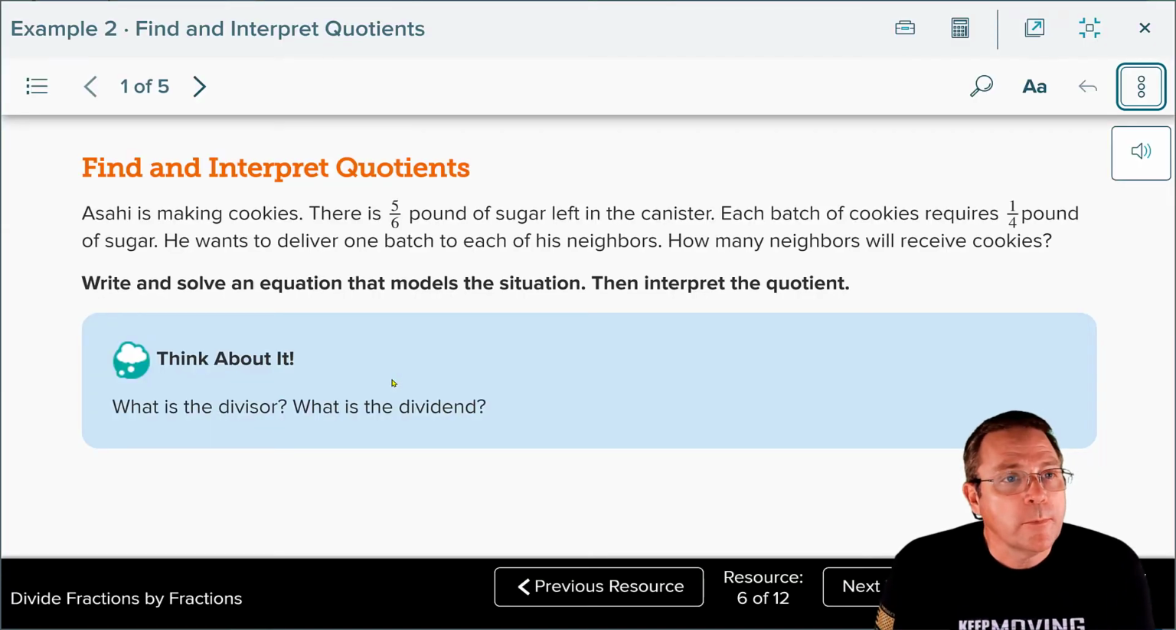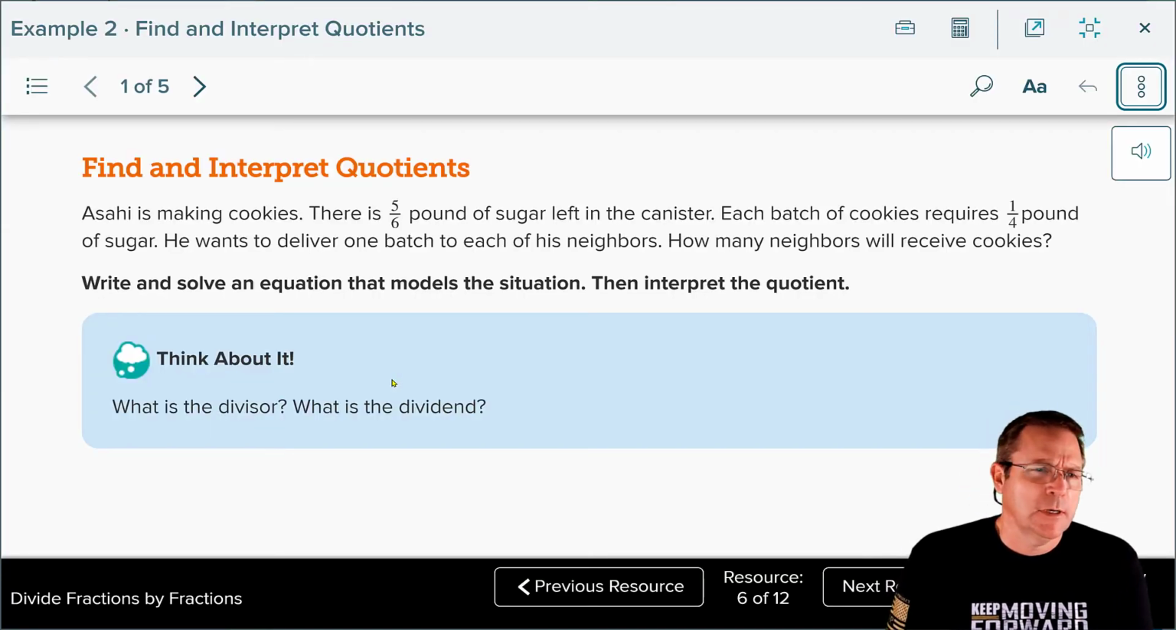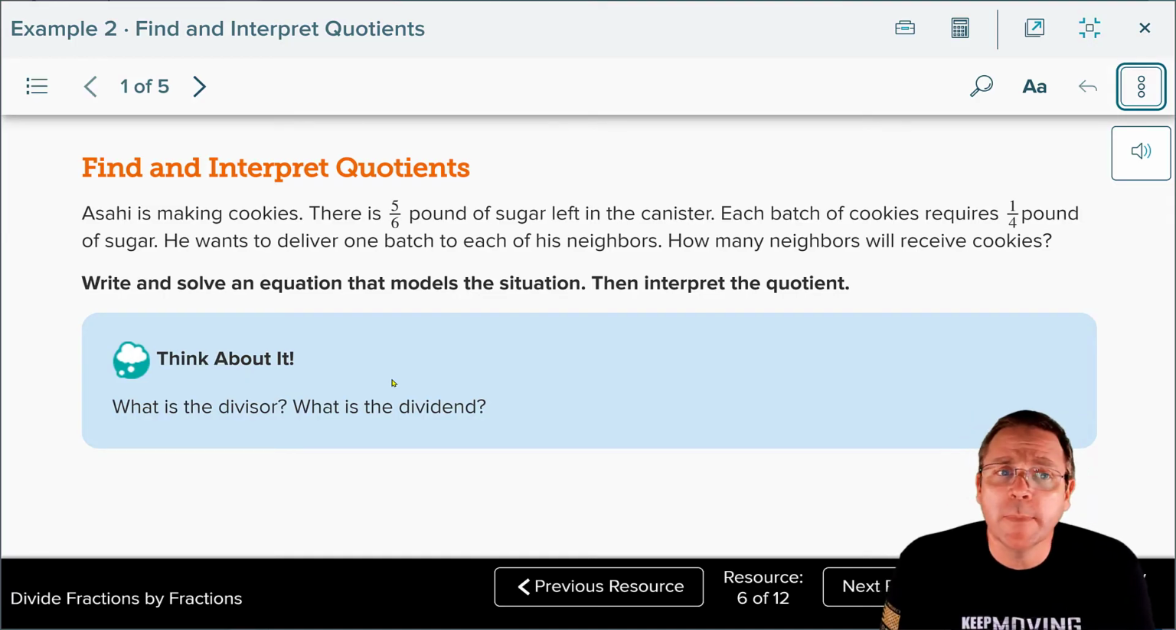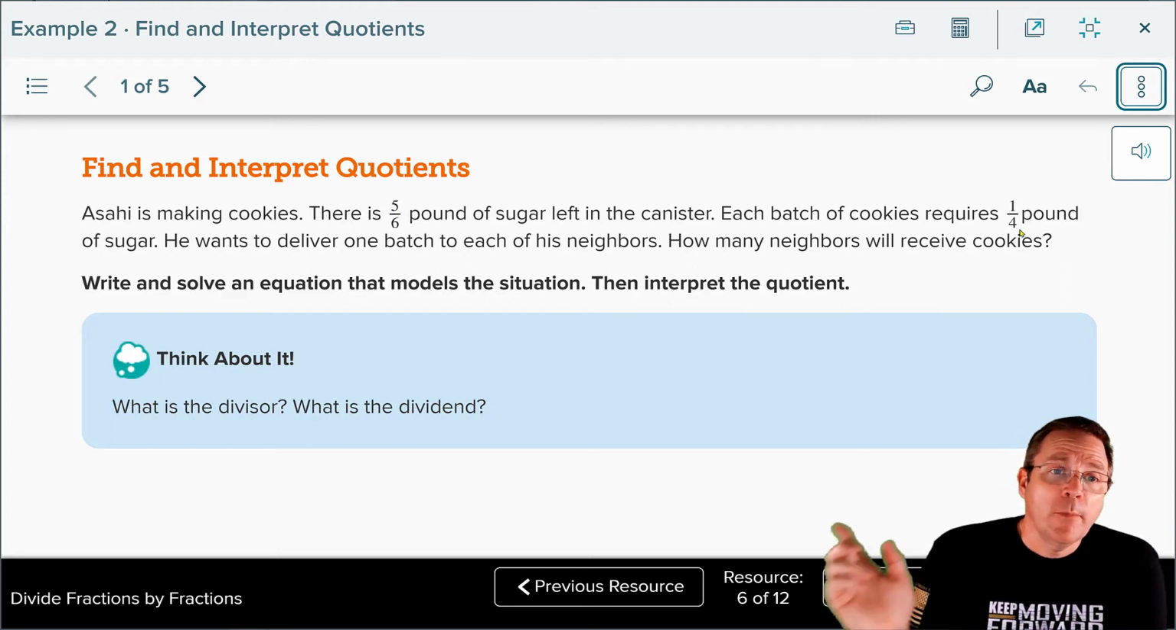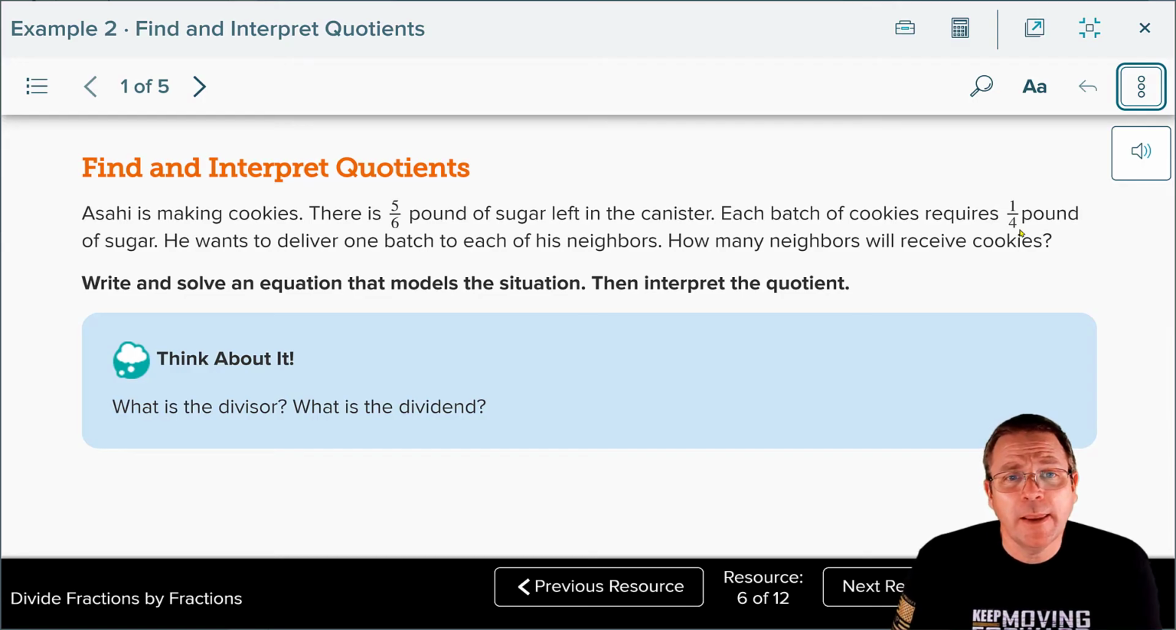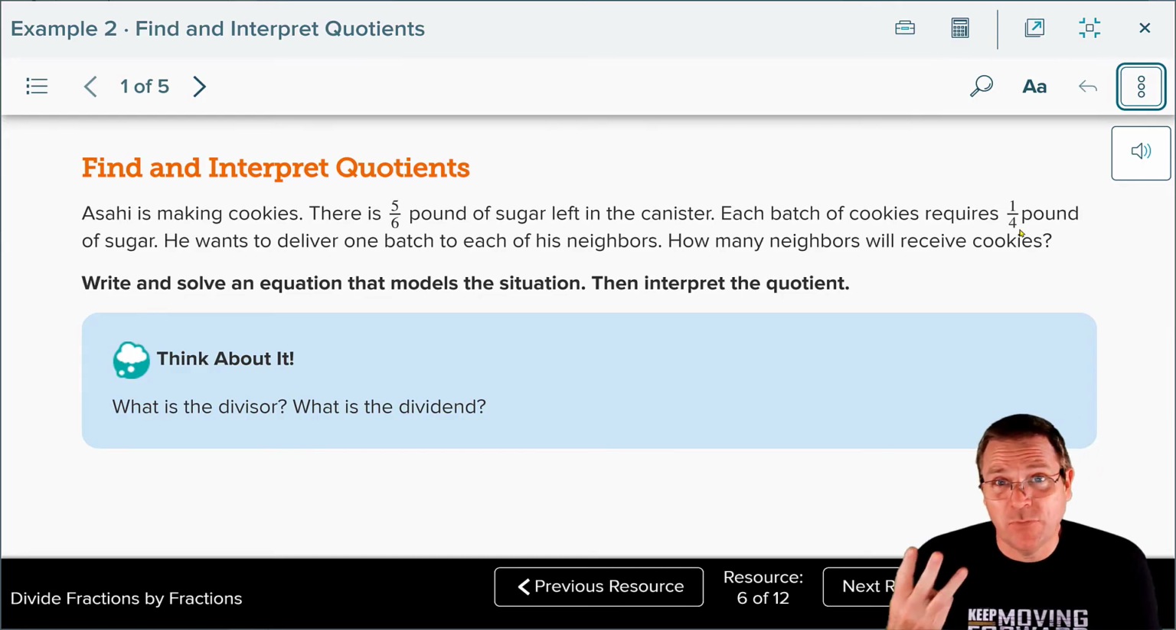So our next problem says Asahi is making cookies. There is 6 pounds of sugar left in the canister. Each batch of cookies requires 1/4 pound of sugar. He wants to deliver 1 batch of cookies to his neighbors. How many neighbors will receive cookies? So in other words, we have 6 pounds and we need to divide it into 1/4 pound sections. Well, I'm already going to tell you right off the top of my head, the answer to that is going to be 3.